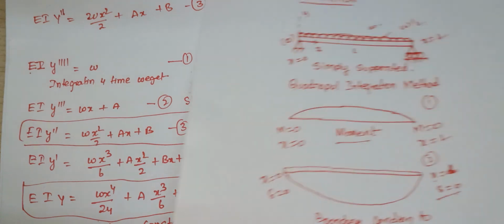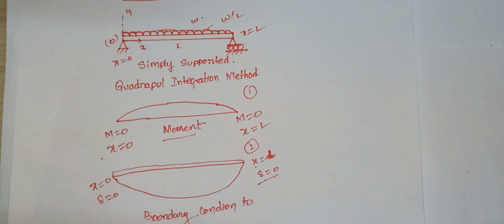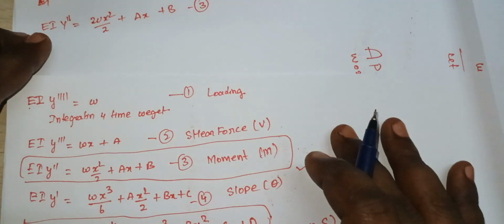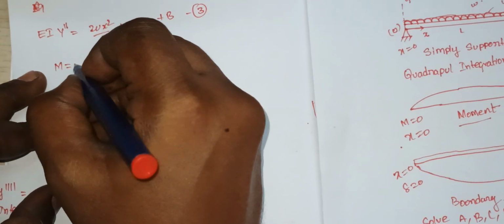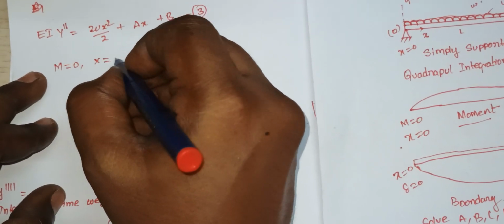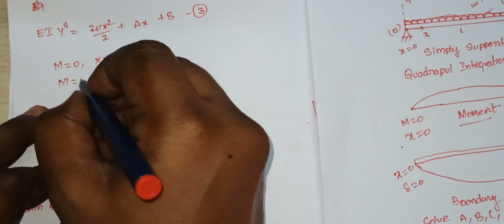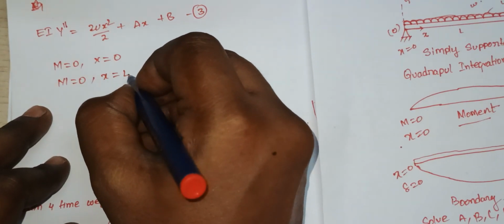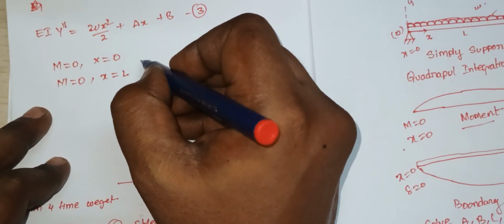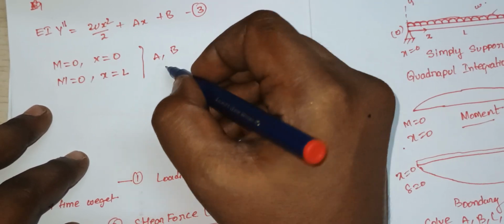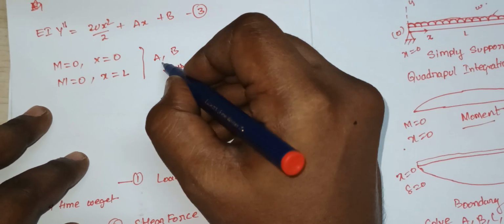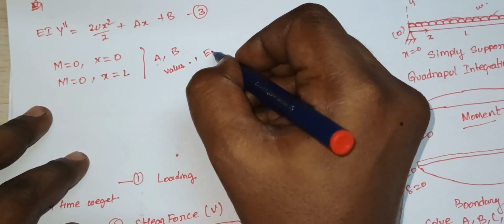Now these are the boundary conditions that we have seen: M is equal to 0 at x equal to 0, and M is equal to 0 at x equal to L. We will use these two boundary conditions to find the a and b values, or expressions. Sometimes we get expressions for these.